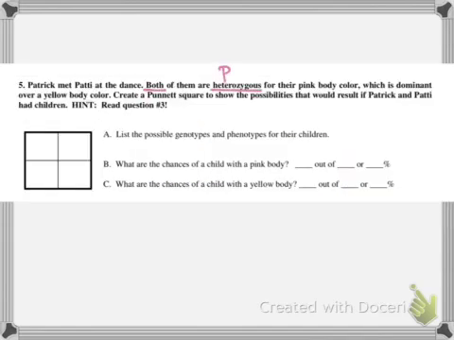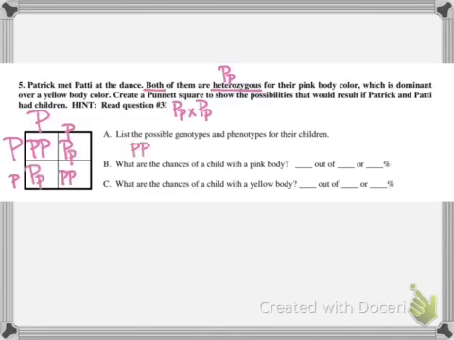Okay, so Patrick and Patty met at a dance. They are both heterozygous for their pink color. And again, looking back at question 3, pink is dominant over yellow. So if they're both heterozygous, that means they're both hybrids. And so they both have capital P, lowercase p. And if we make the cross, again, this looks familiar.